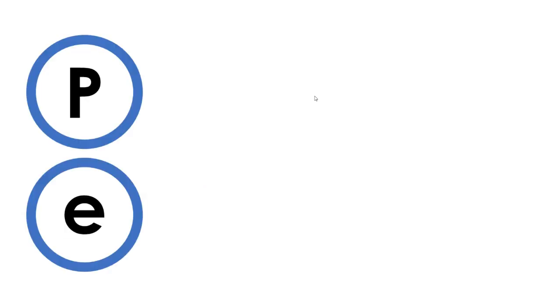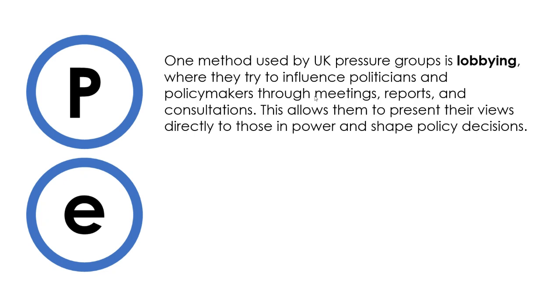So this is what it would look like. This is how simple this question can be. You're making a point which answers the question directly. So in this case, you're outlining one of the methods. Look how easy this can be. One method used by UK pressure groups is lobbying, where they try to influence politicians and policymakers through meetings, reports, and consultations. This allows them to present their views directly to those in power and shape policy decisions. So clearly they're outlining lobbying as one method, and there's a bit of explanation about what it is there.